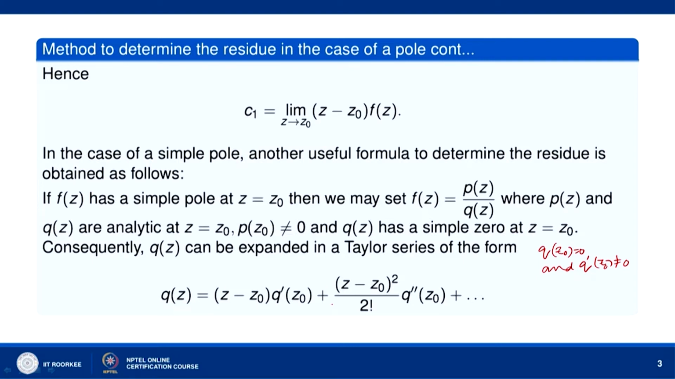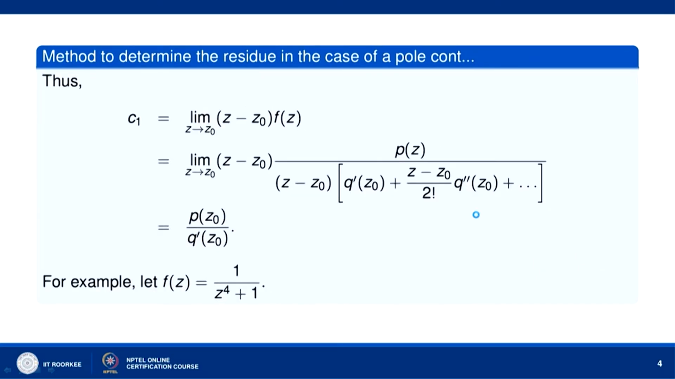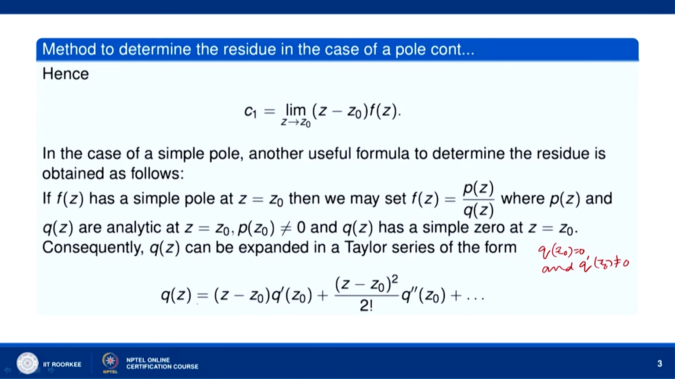Let us put this value of Q(z) in the denominator here for Q(z). Then we see that C1, we have seen in the case of a simple pole, is given by limit z tends to z0 of (z - z0) f(z). So, limit z tends to z0 of (z - z0) f(z), where f(z) is P(z)/Q(z). So, this is the expression for Q(z). We can write the expression for Q(z) as (z - z0) times [Q'(z0) + (z - z0)/2! Q''(z0) and so on].